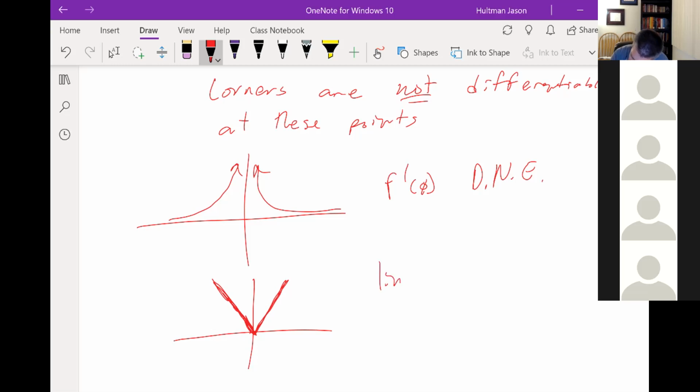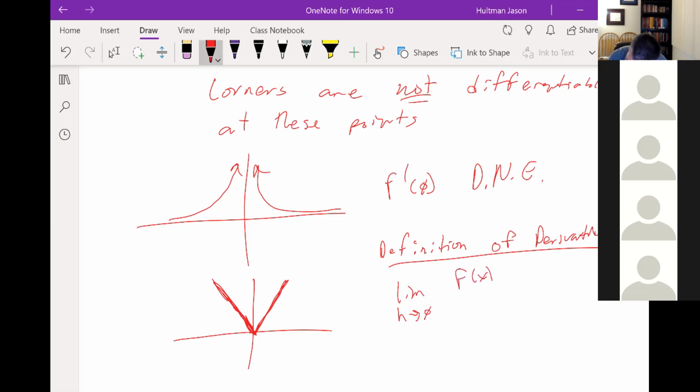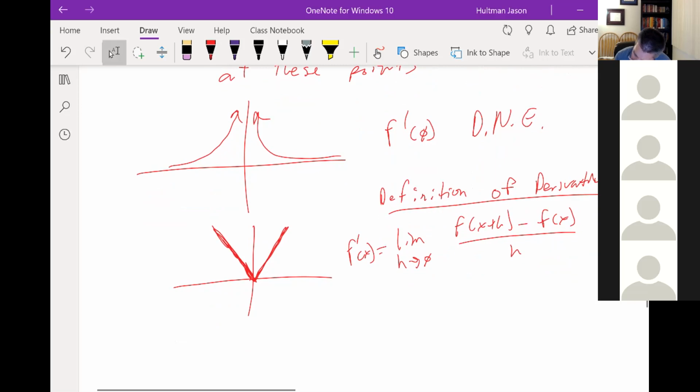Well, remember, what's the definition of derivative? The definition of derivative is the limit as h goes to 0 of f of x plus h minus f of x, all over h. That's the definition of derivative. That's f prime of x. So what do I need? I need a limit as h goes to 0, right? I need a limit.